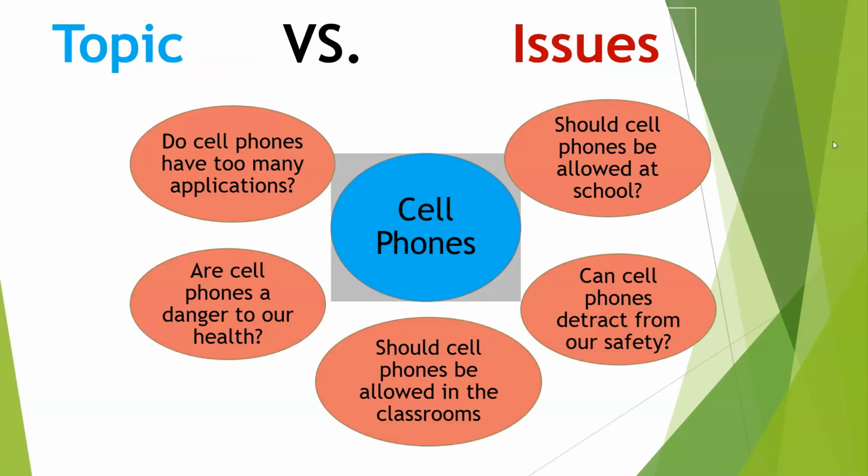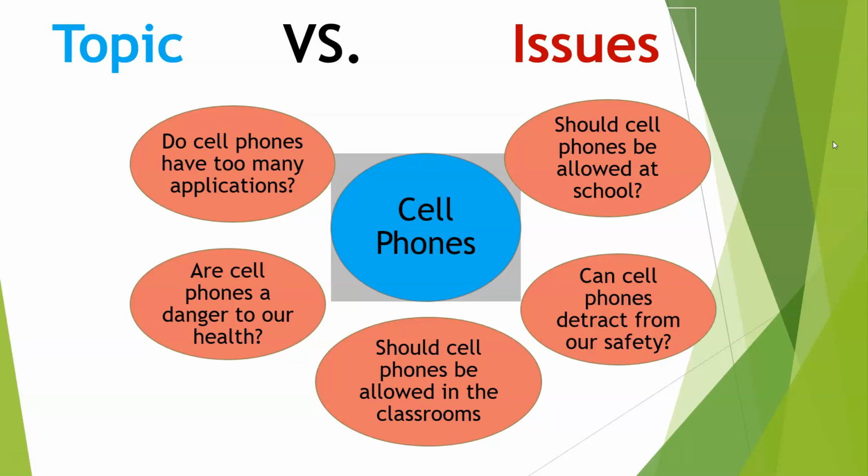So we have our cell phones. Cell phones is our topic in blue. You can write reports about cell phones, different cell phones out there that are being sold, the history of cell phones. It becomes an issue, once again, when you have that question that is requiring a decision making or that controversy. Do cell phones have too many applications? Are cell phones a danger to our health? Should cell phones be allowed in the classrooms? Should cell phones be allowed at school? Could cell phones detract from our safety? Those are the issues based on that topic of cell phones.